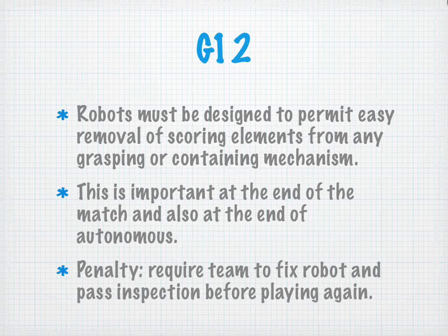And then likewise at the end of the match when we're ready to do the field reset, we don't want to be in a position where the team has to get control of their robot to open up a grasping hand or something. It's very important to keep the match schedule going, that we be able to do this. So if this happens, then we have to require the robot to either fix the problem or stop using that mechanism and pass inspection before playing again.